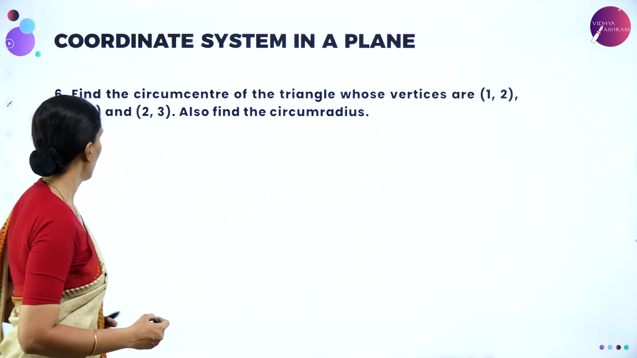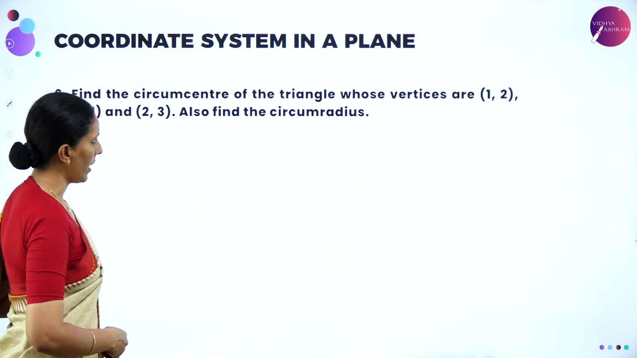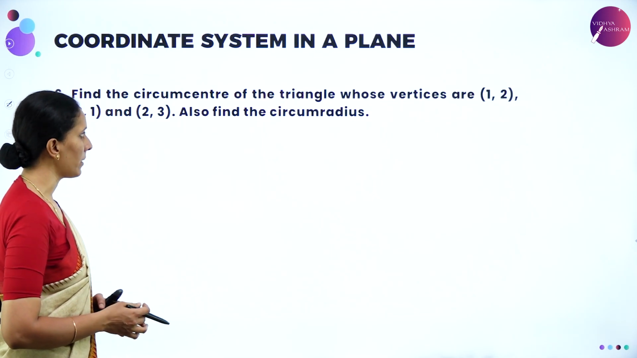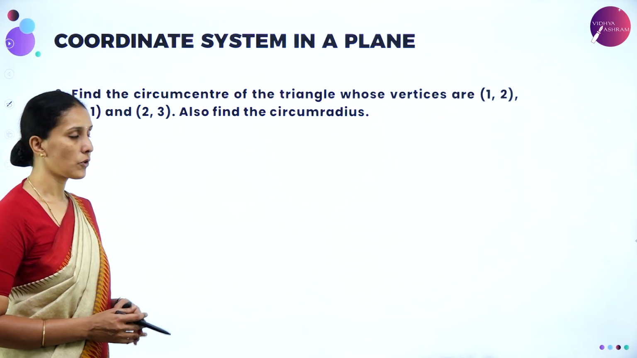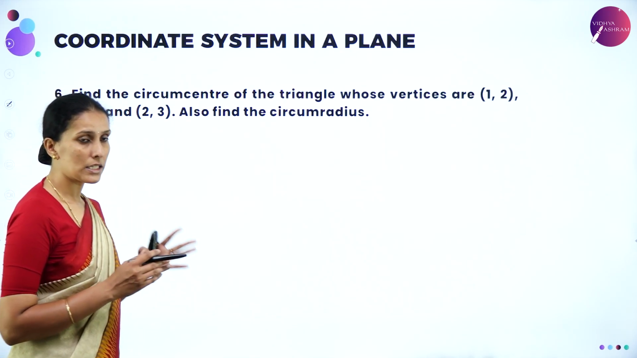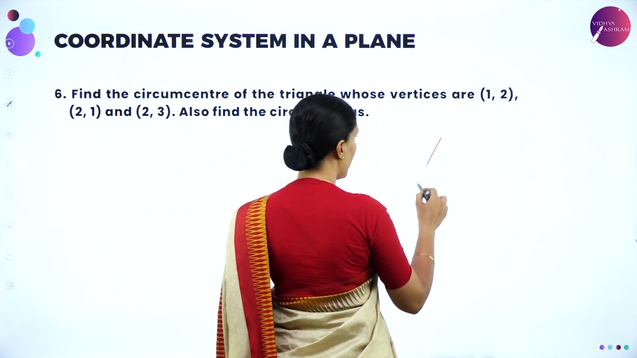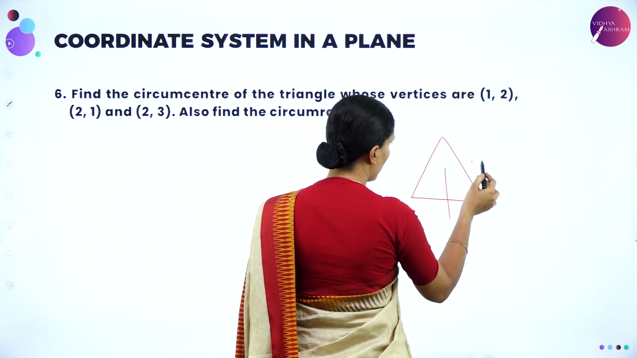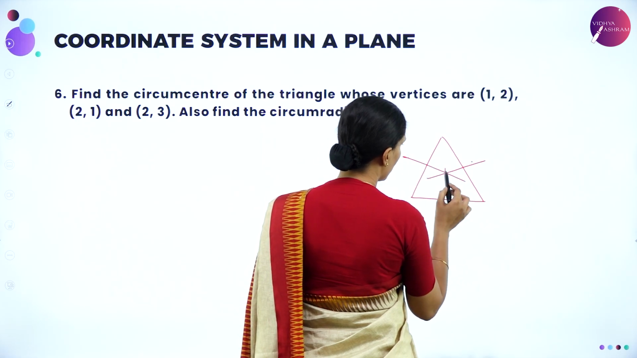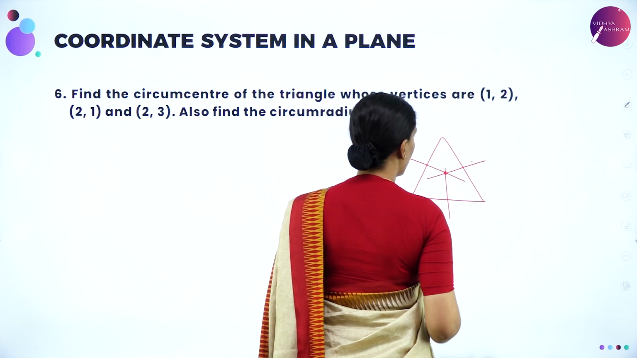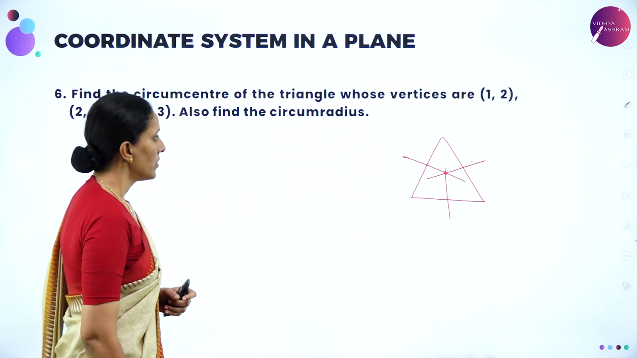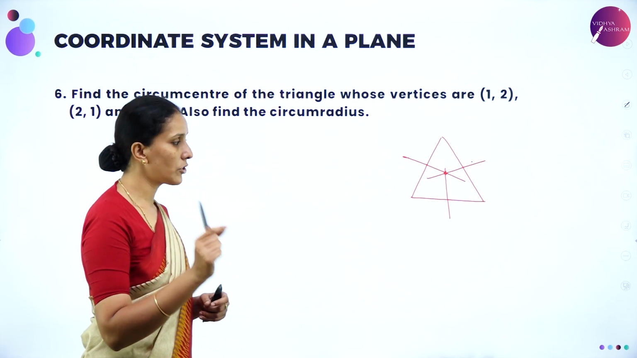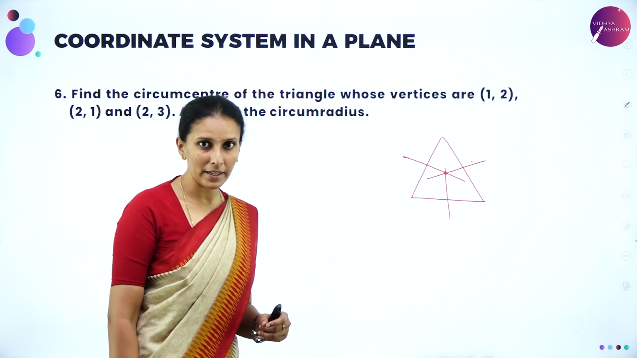Next question. Find the circumcenter of the triangle whose vertices are (1, 2), (2, 1) and (2, 3). Also find the circumradius. So what do you mean by the circumcenter? Circumcenter of a triangle is nothing but the point where the perpendicular bisectors of all the sides meet. So this center is called the circumcenter. Whenever we draw three perpendicular bisectors of a triangle, the intersection of all these three forms the circumcenter.